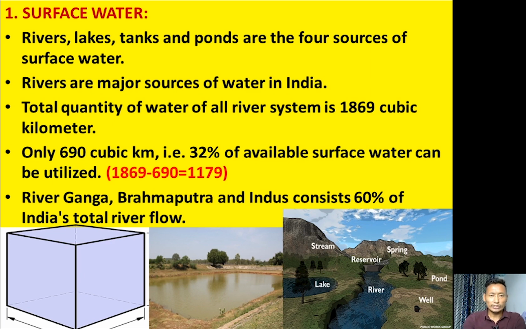So in India, we have many rivers, Himalayan river systems and peninsular rivers. Rivers such as River Ganga, Brahmaputra, Indus. These are the three major Himalayan river systems. They contribute 60% of India's total river water flow. That means out of 100, only these three rivers are contributing 60% of India's river water. So these three rivers are very, very important in India.